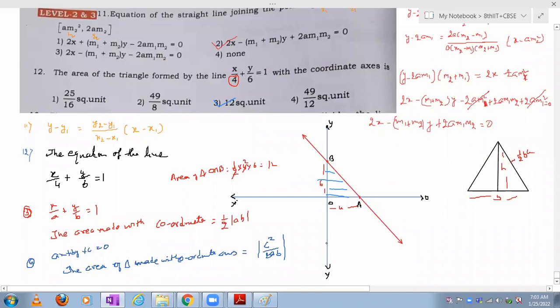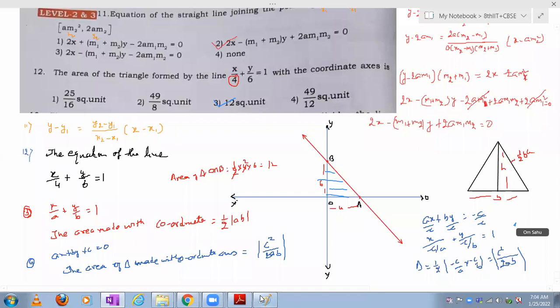How can we say this? If you ask how, ax plus by is equal to minus c. Then what will you do? You divide both sides by minus c and change it into intercept form: x by minus c by a plus y by minus c by b is equal to 1. So the area of the triangle is half into modulus of minus c by a into minus c by b. Then you will get c square by 2ab.